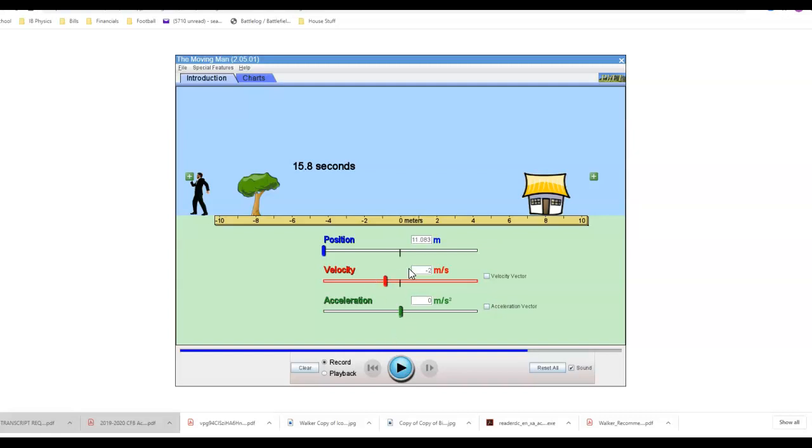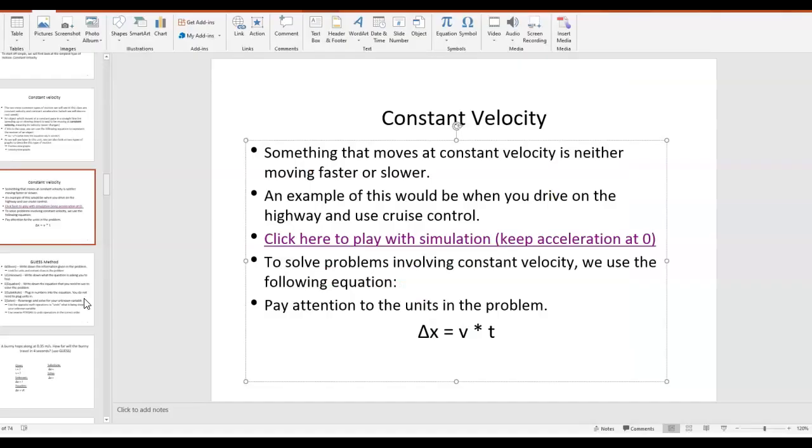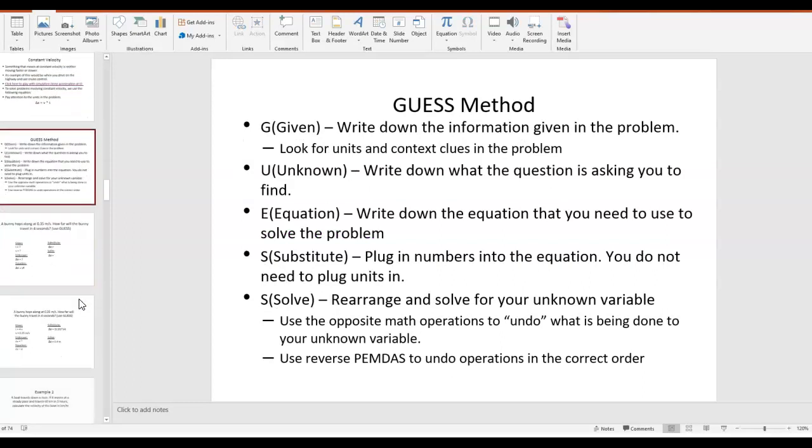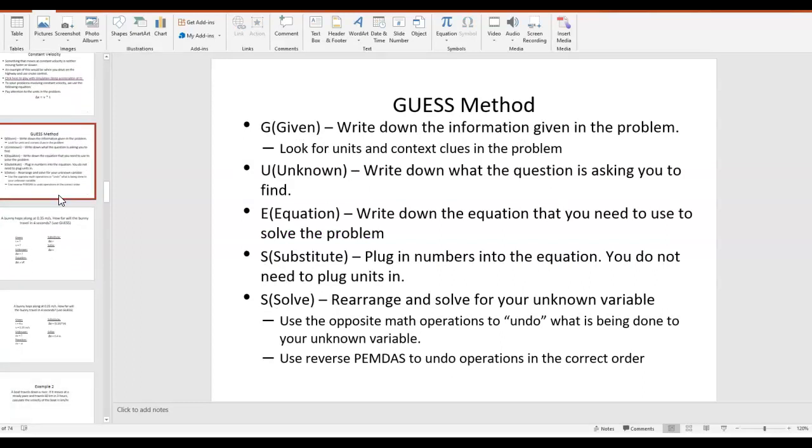That's kind of what it would look like if I make it positive 5 meters per second. Notice he's still not speeding up or slowing down, but he is moving faster than he was before, and then he goes off the screen. So that's kind of what constant velocity would look like. Make sure you have this equation written down. We're going to look at solving some very basic problems, and we're going to use what's called the GUESS method of problem solving. Pause here and write this down in your notes.